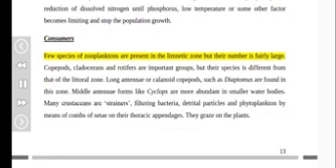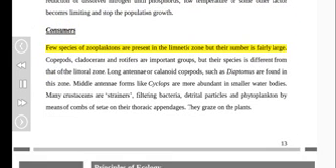Consumers. Few species of zooplankton are present in the limnetic zone, but their number is fairly large. Copepods, cladocerans and rotifers are important groups, but their species are different from those of the littoral zone. Long antennae or calanoid copepods, such as Diaptomus, are found in this zone. Middle antennae forms like Cyclops are more abundant in smaller water bodies.